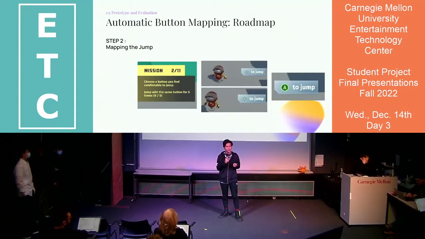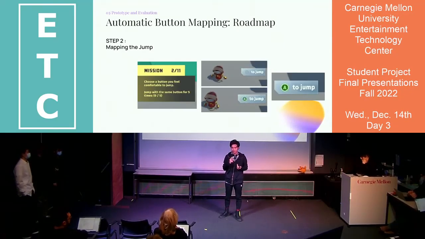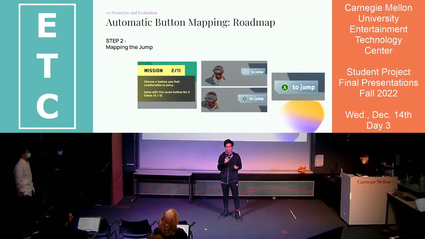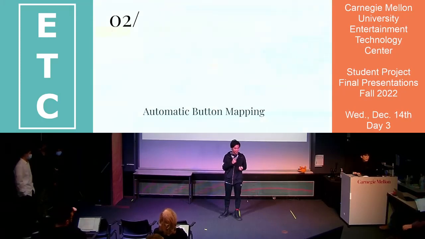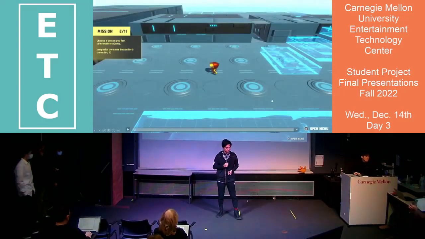And once they make a decision, they have to repeat that same button several times as a consent for the game to actually map that button to that action. And then after repeating several times, the button is mapped by the game. And the same flow is repeated for the electricity key as well. So here is a video showing our automatic button mapping process.